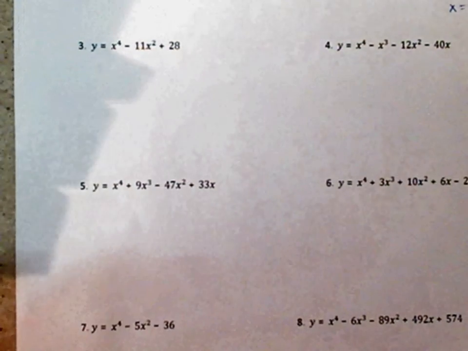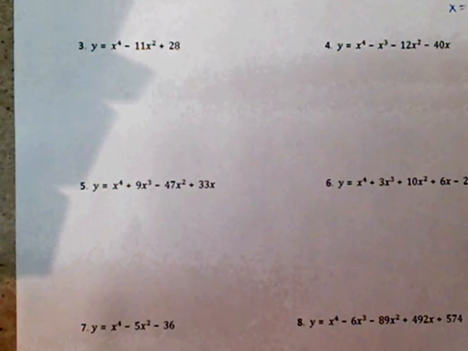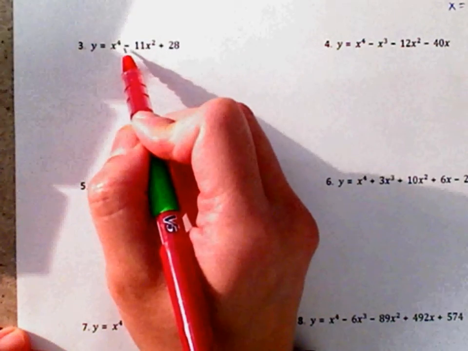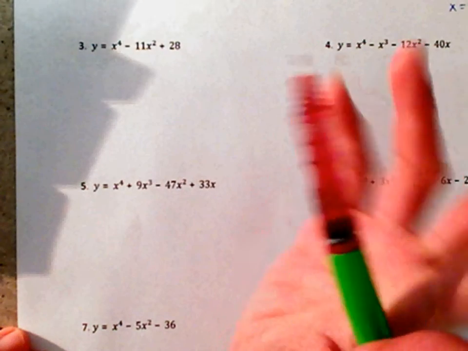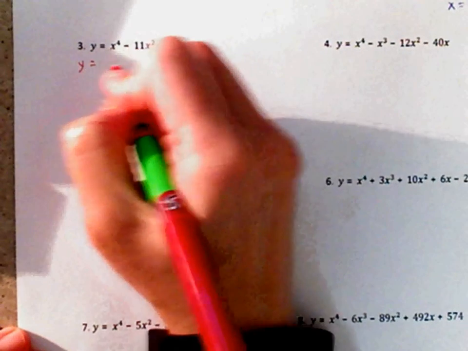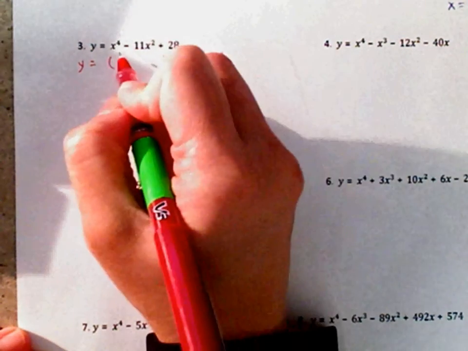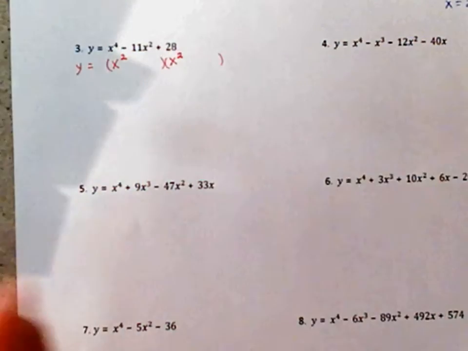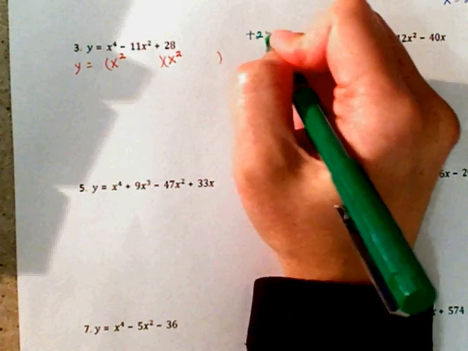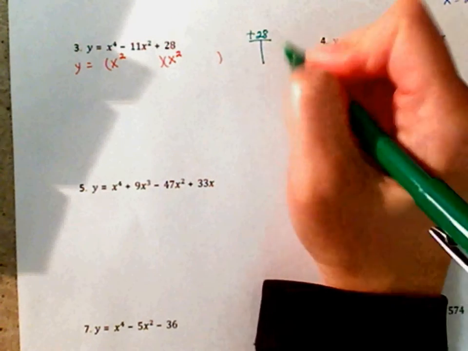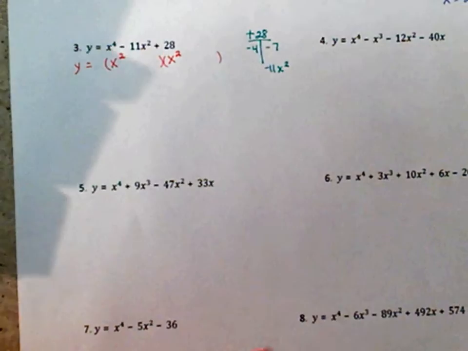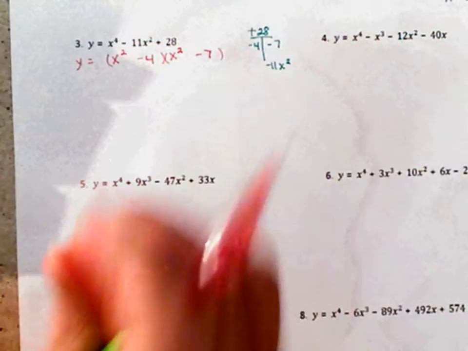All right. Number 3. You got 3 terms here. I cannot do grouping, however, since the second term's power is half of the first, you can try factoring first. So you have 2 sets of parentheses. What numbers multiply to give you x to the 4th? x squared, x squared. Okay? What 2 numbers multiply to give you a positive 28 and add to give you negative 11x squared? Minus 4 and minus 7. So minus 4, minus 7, just like that.